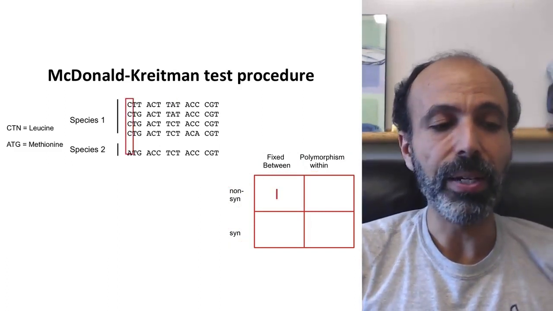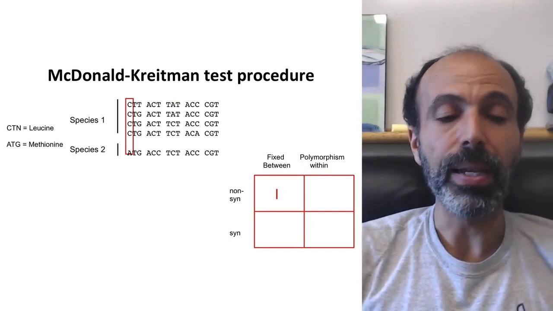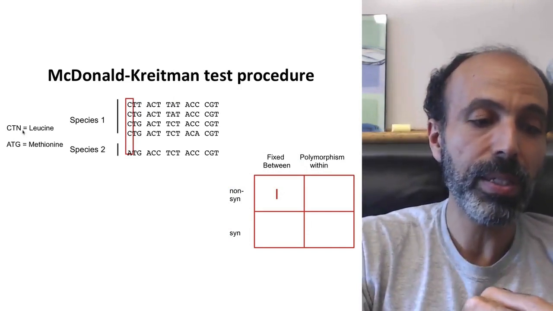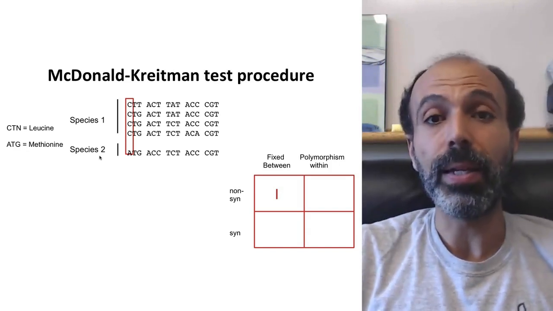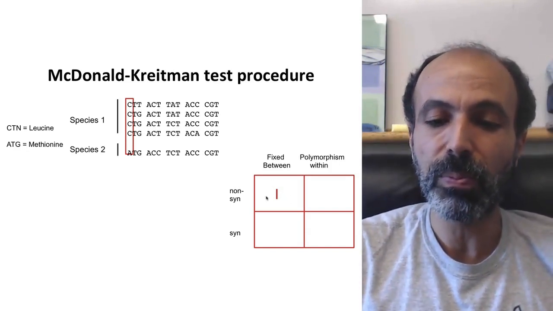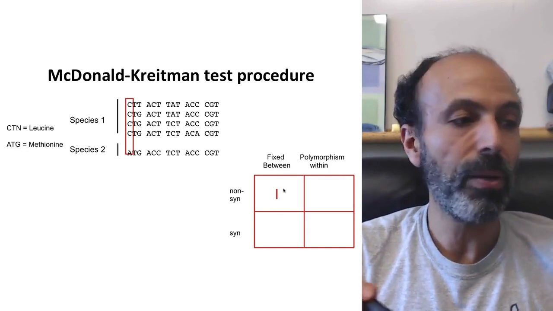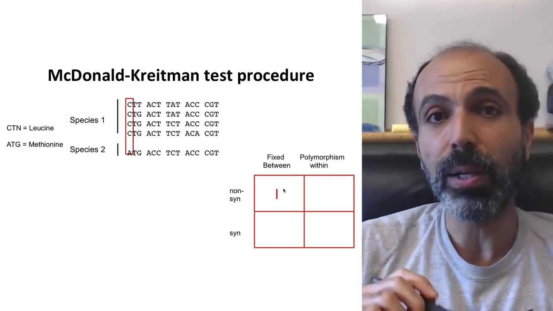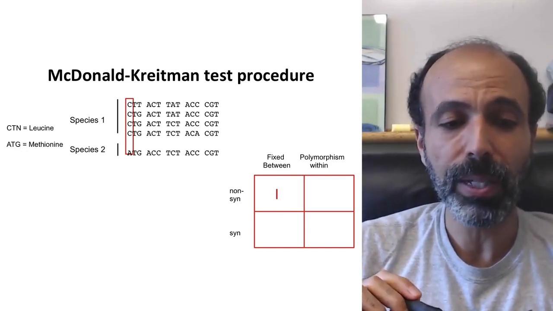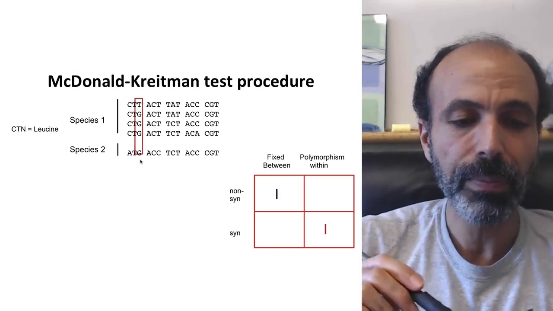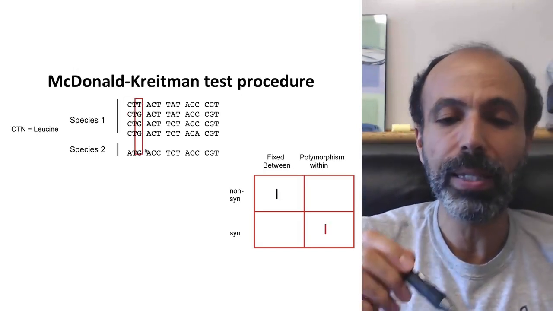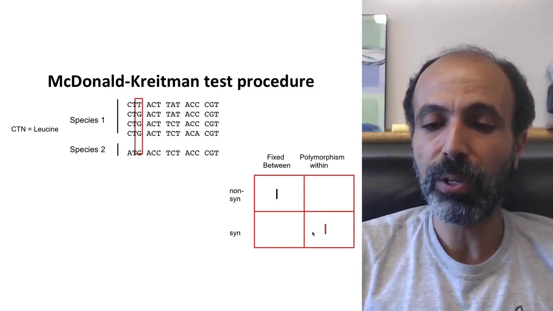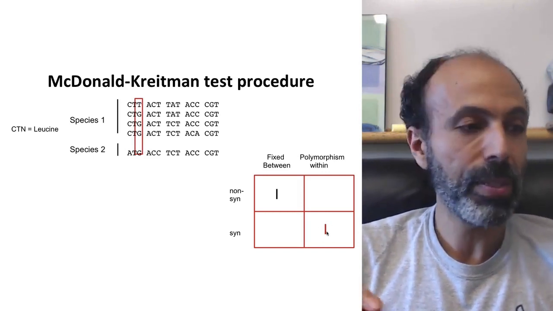So this first site here, this is a non-synonymous change. As you can see here, CTN, anything, to ATG, which is methionine. That is a non-synonymous difference, and this is a non-synonymous difference between species. So that goes in this cell. We skip the next one because we're not going per site. We're just going to skip the next one and go to the third nucleotide site. In this case, we have a difference within species, but they all are making leucine. So this would be polymorphic within, right, and synonymous.